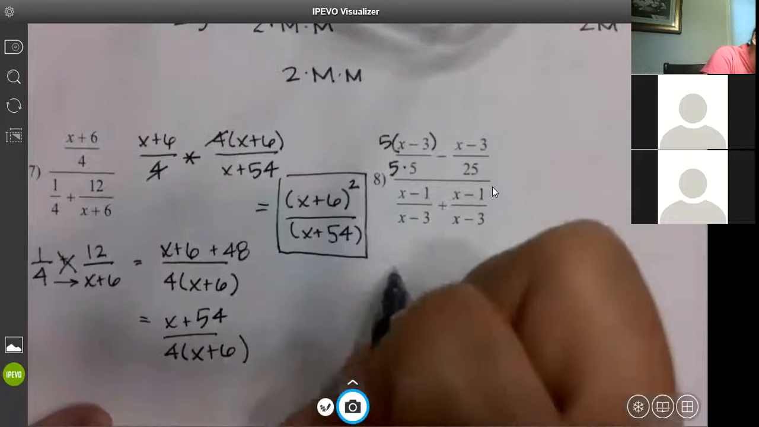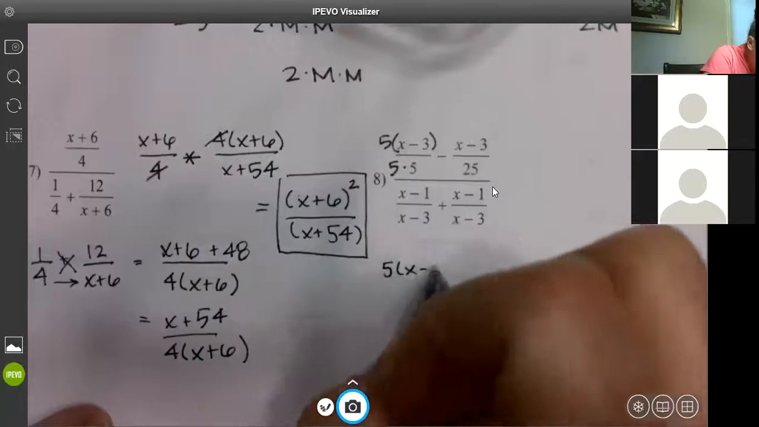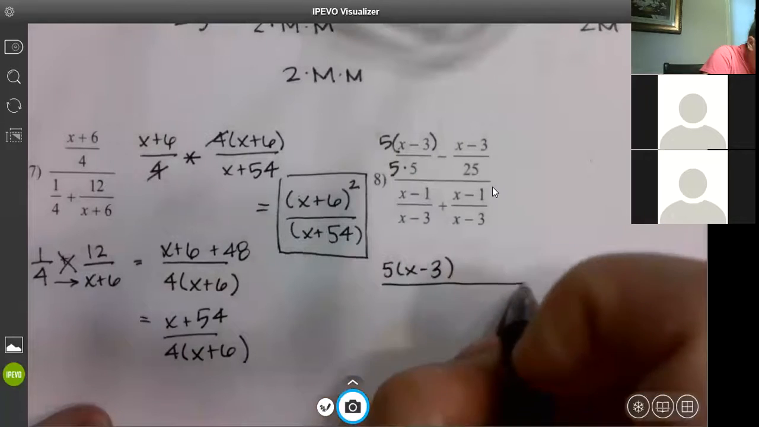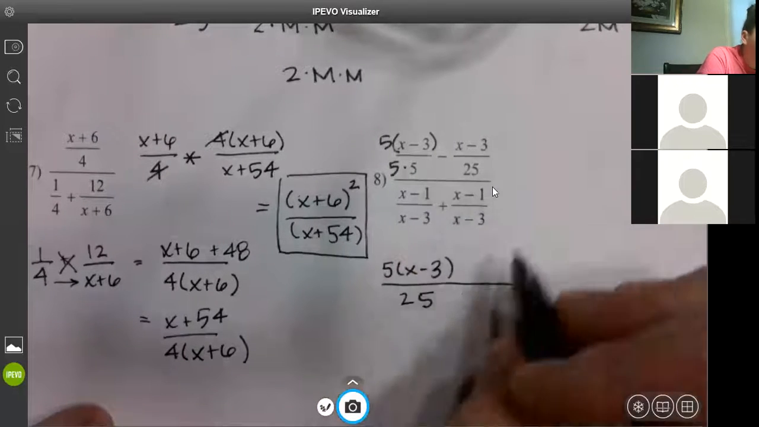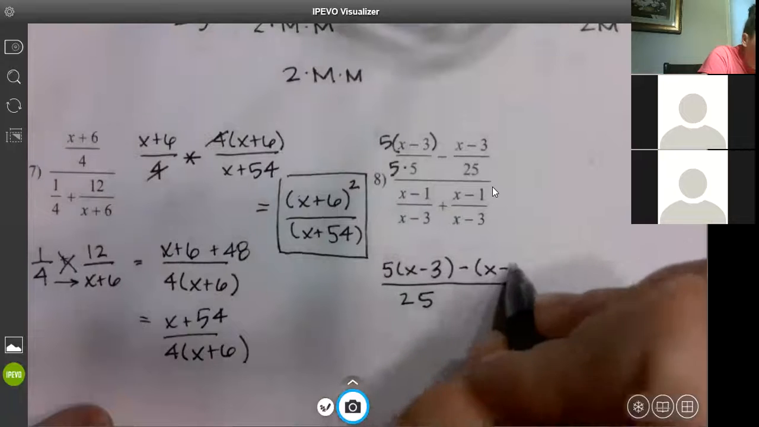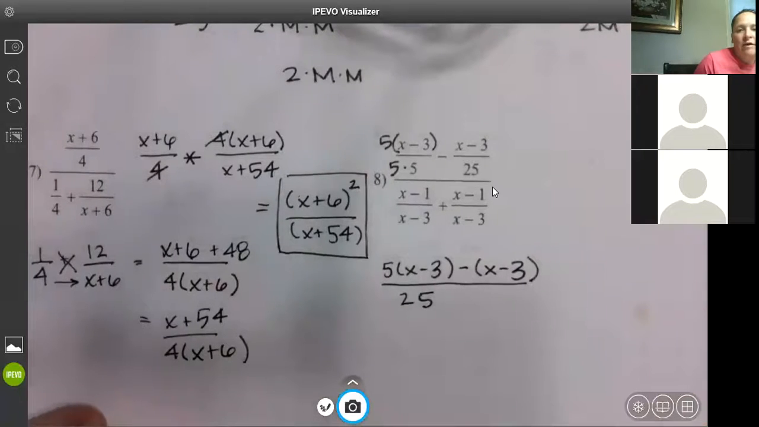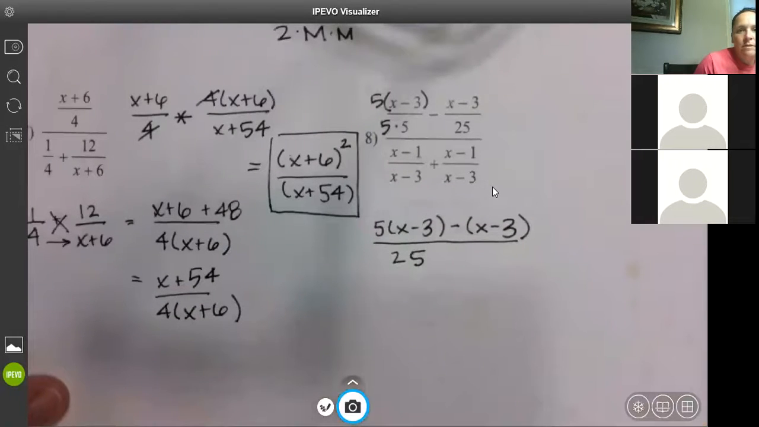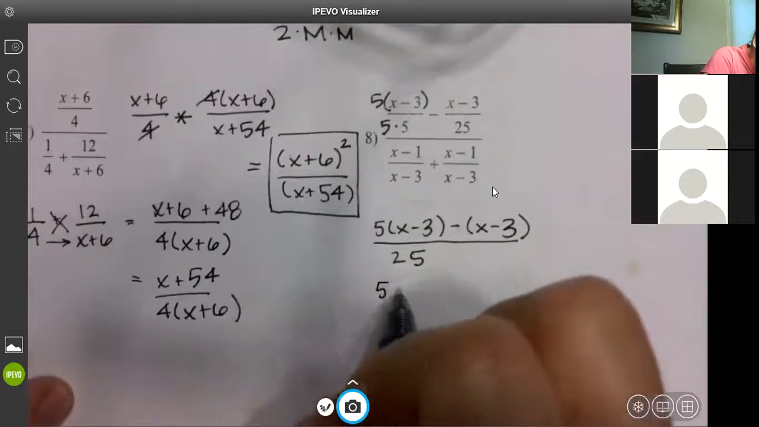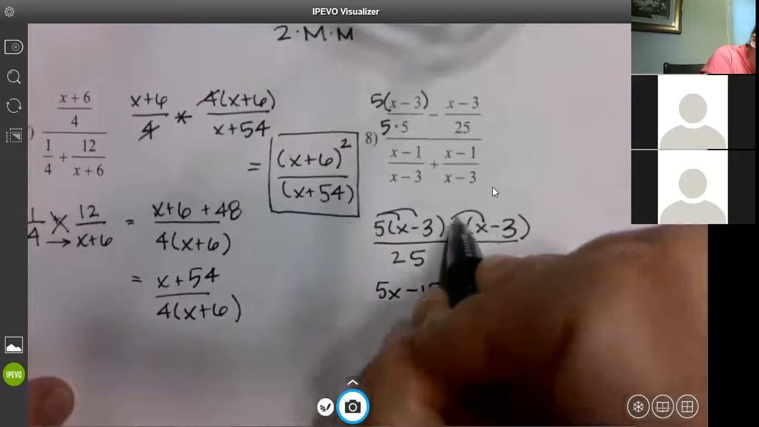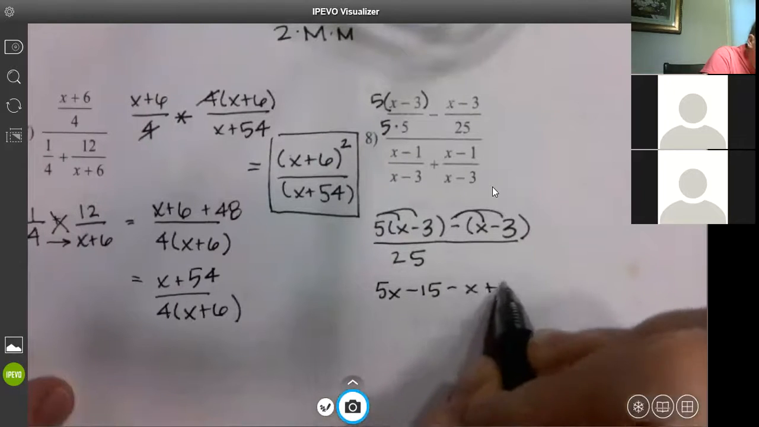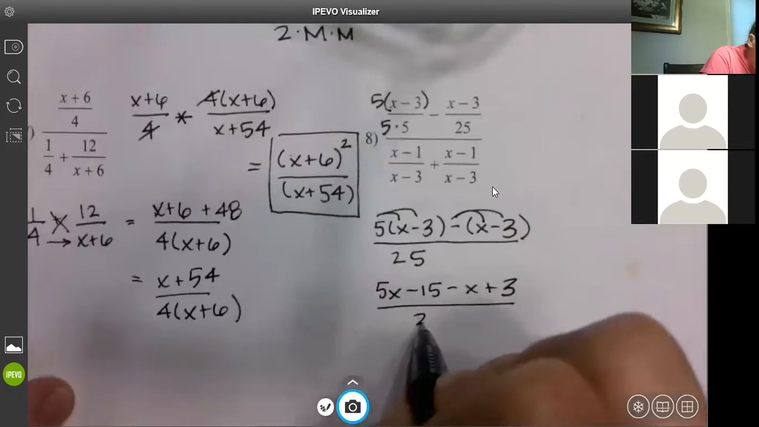Okay, so I'm going to write it down here. 5x minus 3. Our common denominator is 25. We have a minus x minus 3. Be careful about that. Clean this up. We get 5x minus 15. Distribute your negative, minus x plus 3 over 25.